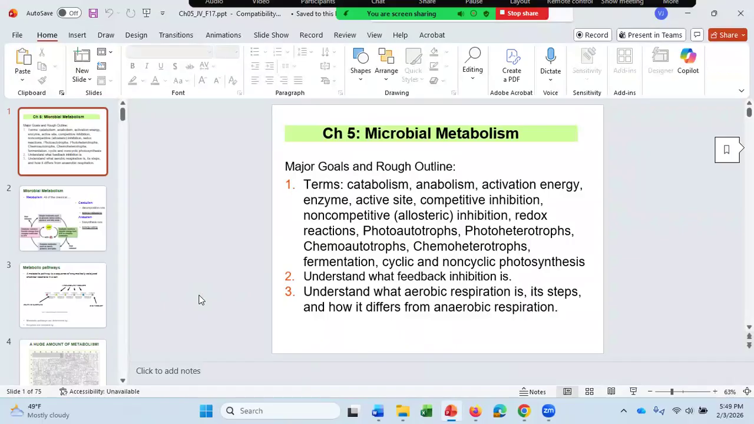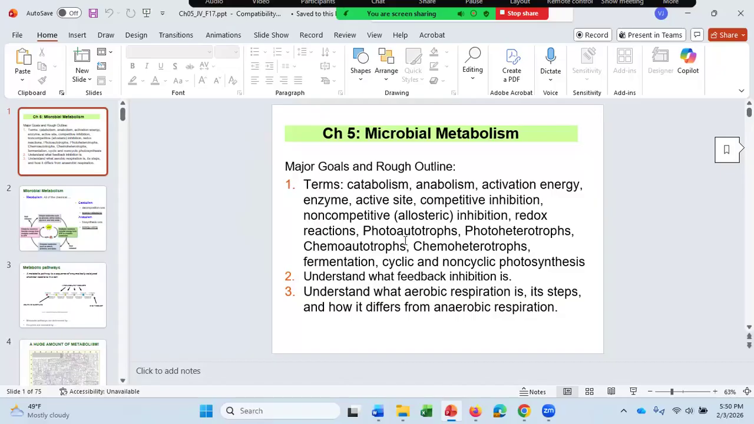All right, as is normal, I show you a slide showing you the major goals of chapter 5 and the rough outline. Chapter 5 is on microbial metabolism. Know the terms. What is catabolism, anabolism, activation energy? Know what an enzyme is. What is an active site to the enzyme? What is competitive inhibition? Non-competitive inhibition, also called allosteric inhibition. What is a redox reaction? What is a photoautotroph, a photoheterotroph, a chemoautotroph, and a chemoheterotroph? What is fermentation? And then lastly, what are cyclic and non-cyclic photosynthesis? Any question about any of these terms?